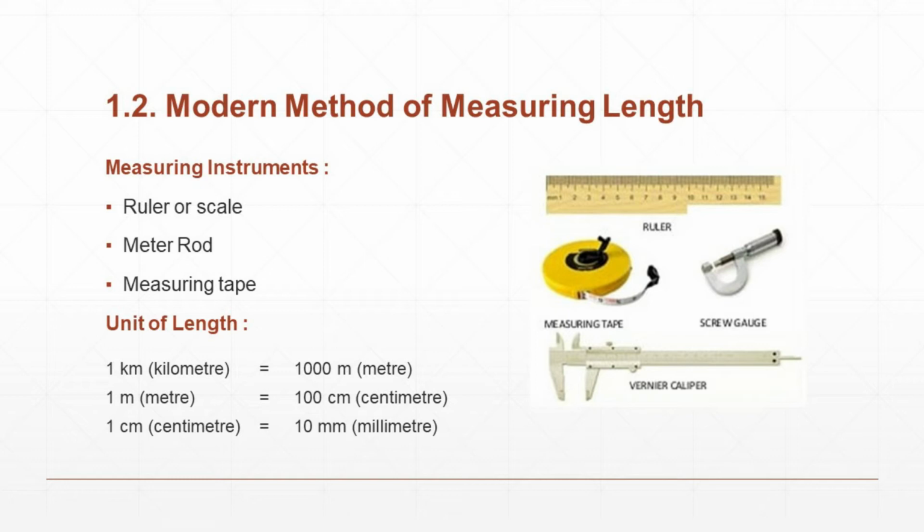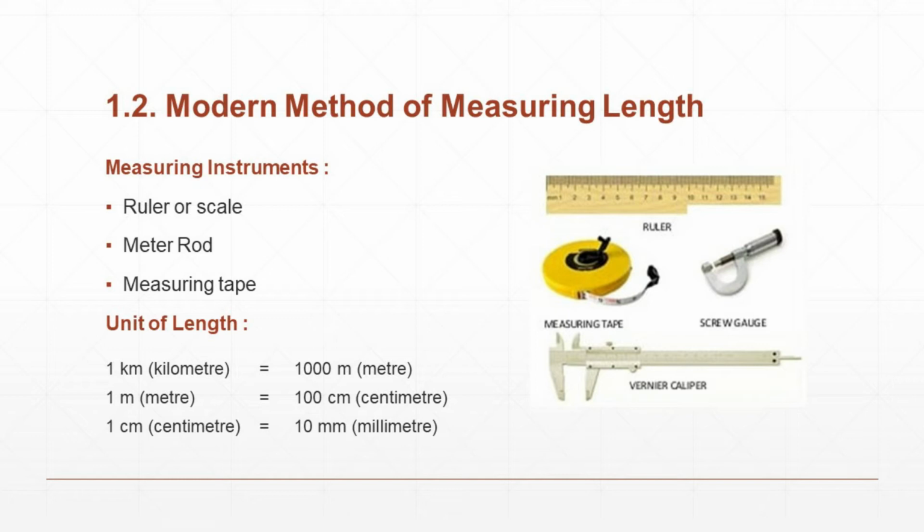Next, the meter rod. In the textile shop they use the meter rod, it is only 1 meter in length. Then the measuring tape. The civil engineers, masons, carpenters and others use the measuring tape. There are some more instruments to measure small distances, and when you go to a higher class you will learn them. These are the instruments we are using to measure length.